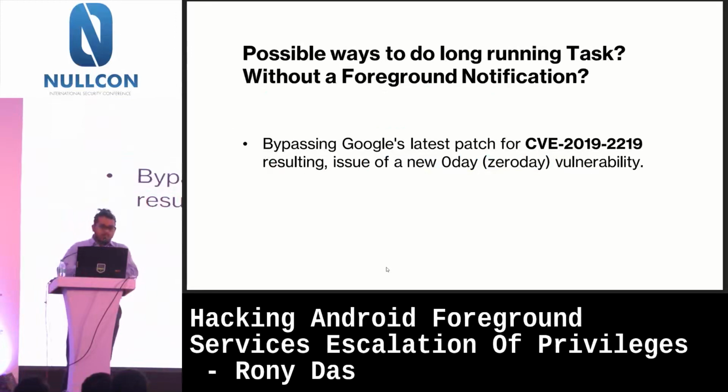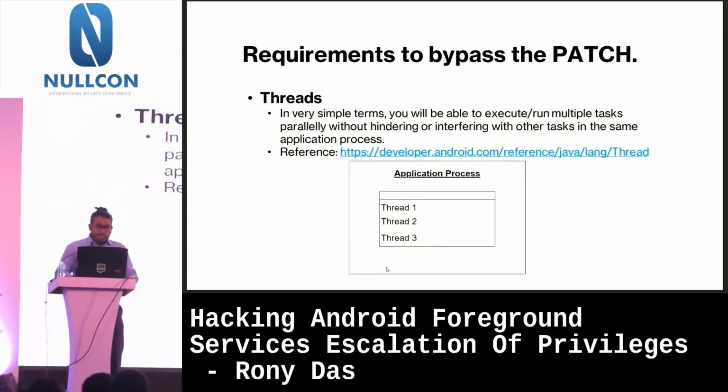So basically, to bypass this, we need a 0-day. That is very, very simple. And the requirement for this bypass is that you have to know about threads. It's a very, very simple bypass. It's just 5 lines of code, and you'll be able to bypass it. The implementation of the application is very long, but the code where the bypass is working is just 5 lines.